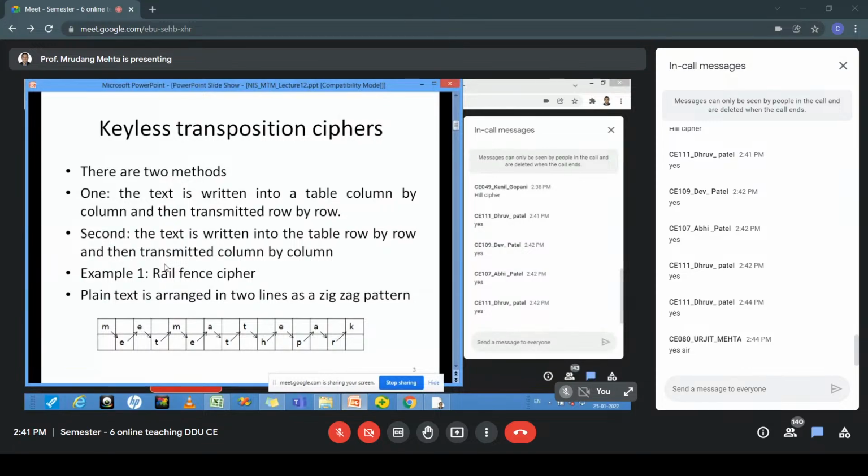Bob reads the result in a zigzag pattern. So if it is written with the first row MEMATEAA and ETETHPR, then reading in zigzag pattern, Bob will be able to recover this text. Is that clear? Decryption is performed.